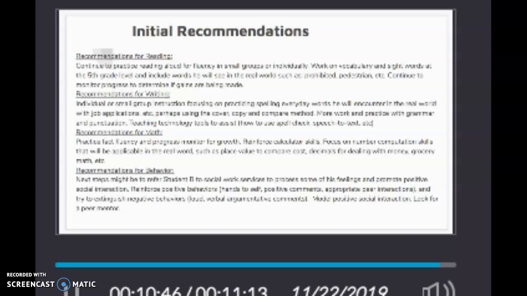Recommendations for the behavior might be to refer the student to social work services to process some of those feelings and promote positive social interaction, reinforce positive behaviors, try to extinguish the negative behaviors, model positive social interaction, and possibly look for a peer mentor.